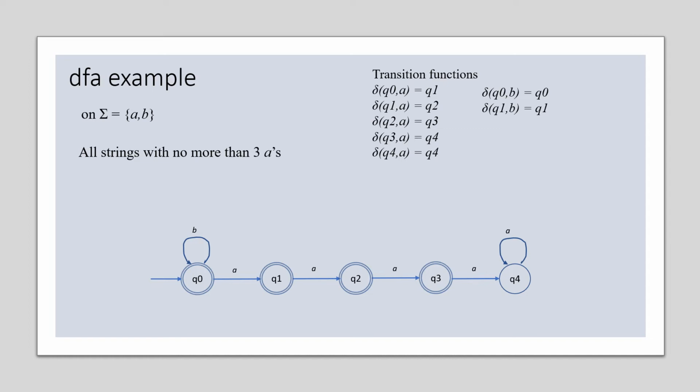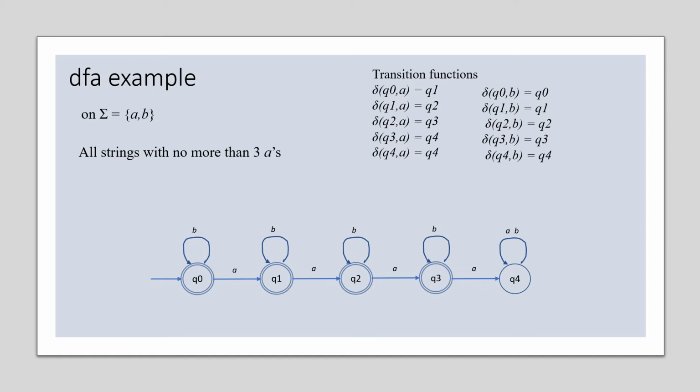Then I'm in Q1, I get a B. I'm going to stay in Q1 with my B. Doesn't matter how many B's I get, as long as I don't get more than 3 A's. Again, if I'm in Q2, doesn't matter. If I'm in Q3, doesn't matter. But if I do happen to get 4 A's, I'm no longer accepting. So if I am in Q4 and I get another B, then that B will not help me.